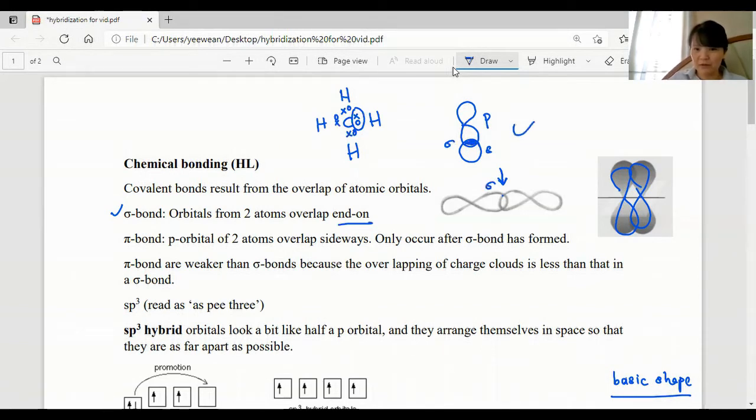I can draw it differently this way and put my s orbital here. It's still a sigma bond.